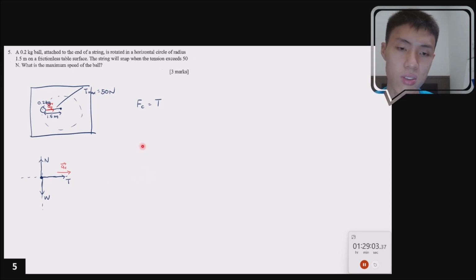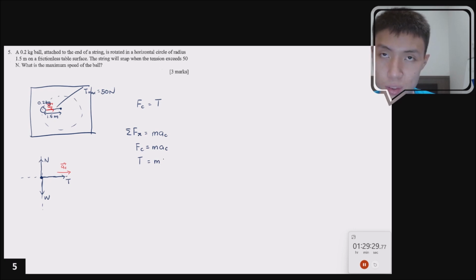So now we know this already. We know that sum of Fx is equal to ma. Let's call it m a_c because it's centripetal, circular motion. So this will be equal to FC, so FC is equal to m a_c. We know FC is tension. The centripetal acceleration we can open up to become v squared over r. So now we have broken out everything.